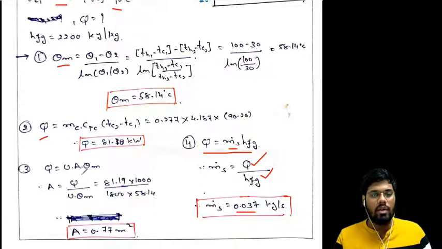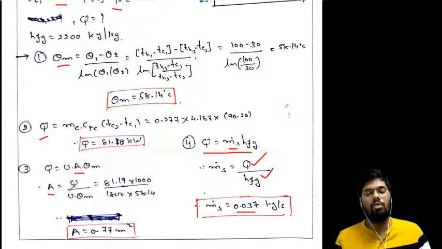Now we need to find out value of area. So we know the equation Q is equal to U A theta m. By putting value of U, theta m and Q in this equation, we can easily find out the unknown value of area of heat exchanger, which would be 0.77 meters square.